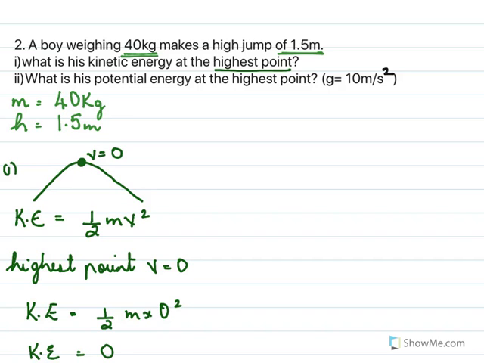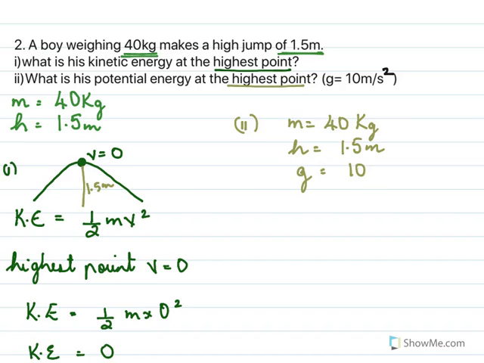Next, they're asking what is its potential energy at the highest point. Now at the highest point, the mass we know is 40 kg. He has jumped through a height. This height is 1.5 meter. His height is 1.5 meter. g is 10 meter per second square.